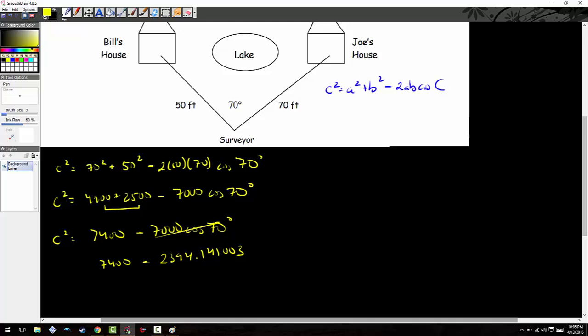And so what you get is 5,005.858997 equaling C squared, and ultimately you just take the square root of that answer and you get C to equal 70.752 feet.